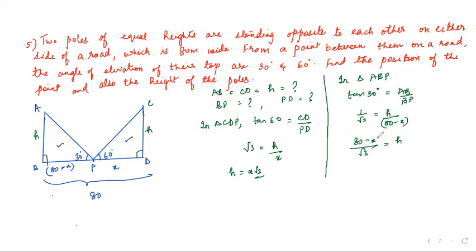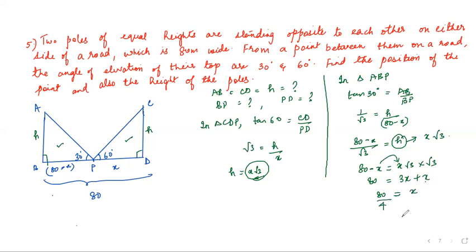Now, since I have two unknowns, I cannot calculate it from the single equation. So what I'll do is, since I know h is x root 3, I can replace this h with x root 3 and try to find x first. So 80 minus x is equal to root 3 into x root 3. So root 3 into root 3 is 3x minus x when I transpose plus x equal to 80. So 80 equal to 3x plus x is 4x, 4 I'll transpose here. So x is 20 meters.